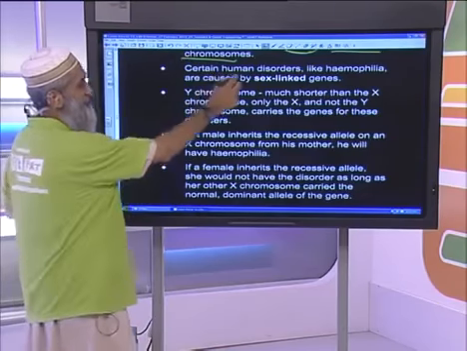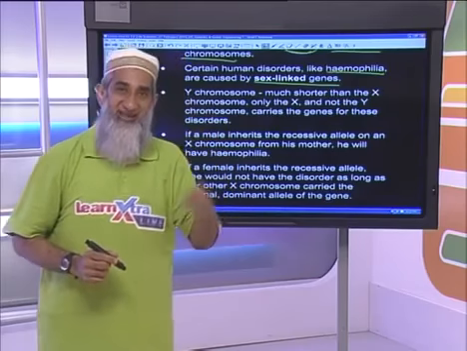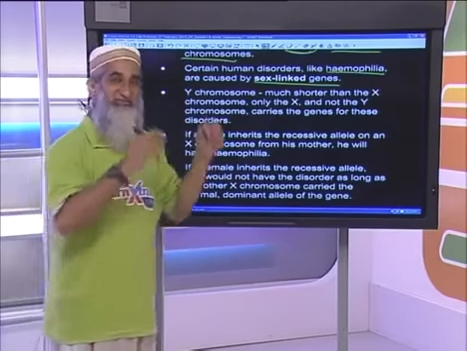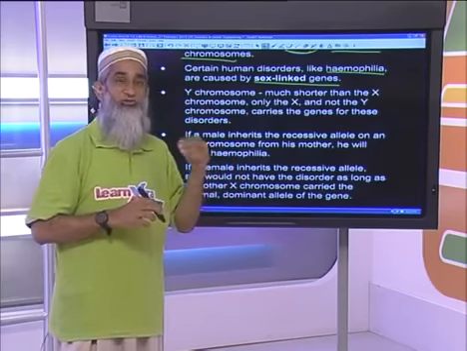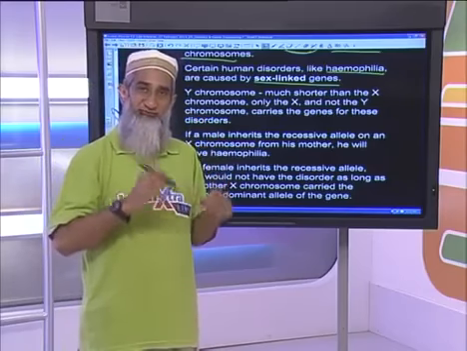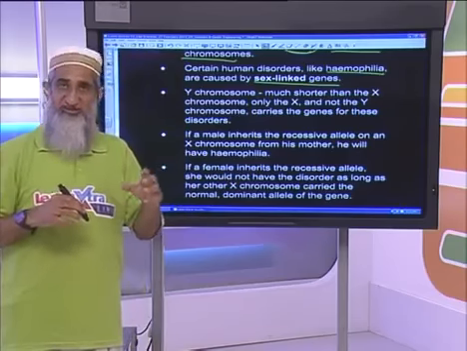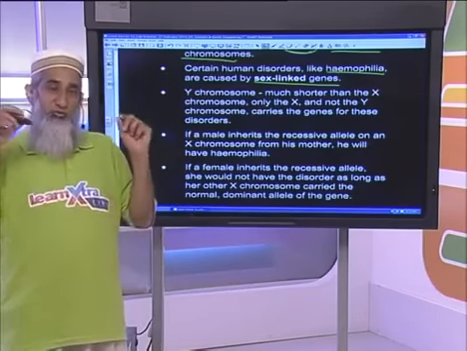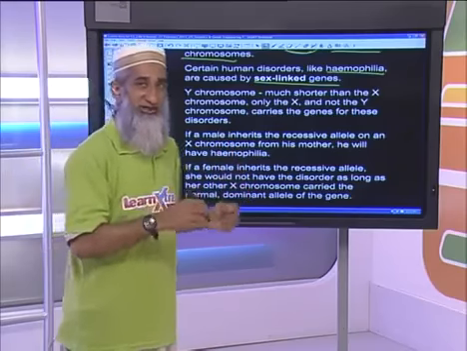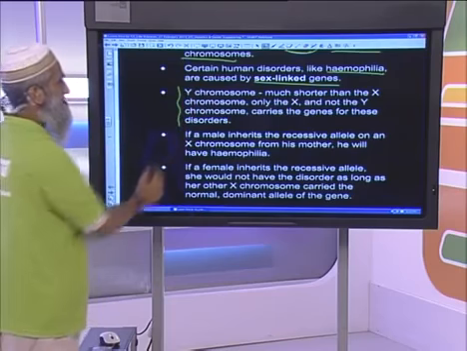Okay. Certain human disorders, like hemophilia, are caused by sex-linked genes. That means the gene that causes hemophilia is carried on the sex chromosome. In this particular case, on the X chromosome. The Y chromosome is much smaller, so the chances of it carrying many genes is reduced. It does carry some, but much less. And we are more interested in the ones that are carried on the X chromosome. So there we have already explained that whole story there.